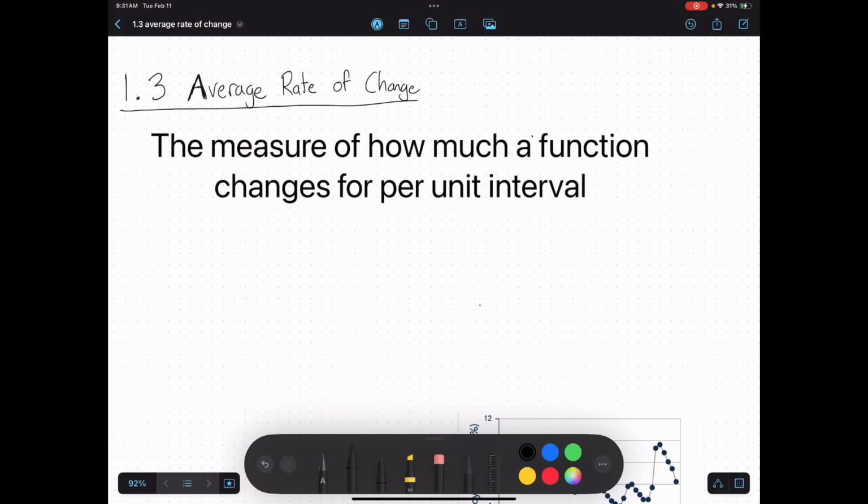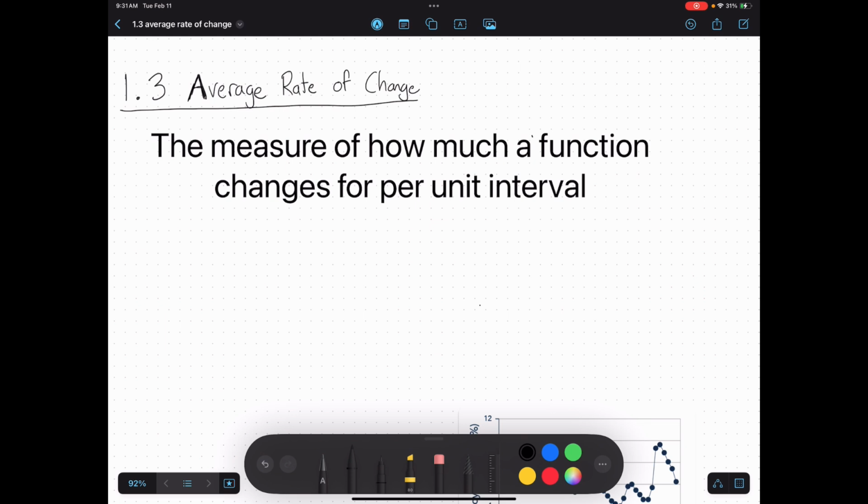In this section, we're going to switch gears a little bit and go away from limits and talk about average rate of change. Now, average rate of change is probably something you've already learned about before, but we're just going to review it and make sure we have a good understanding of it. So what is an average rate of change?